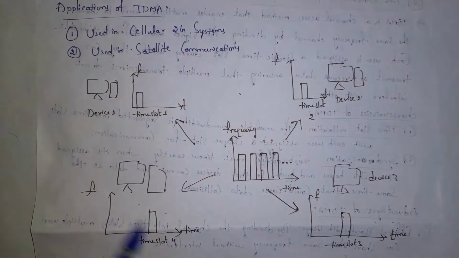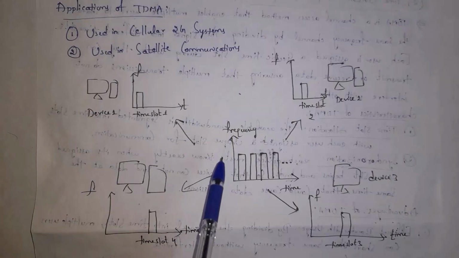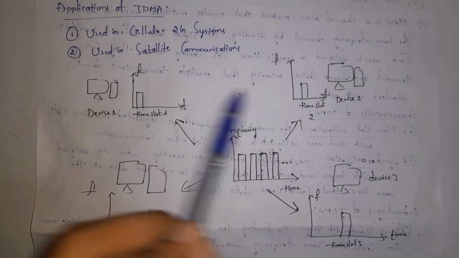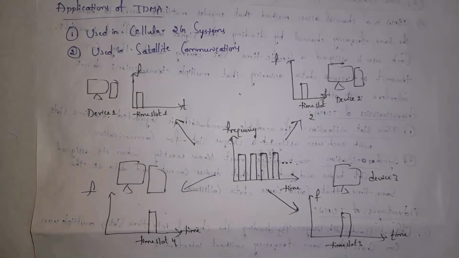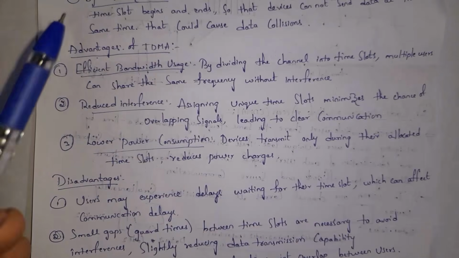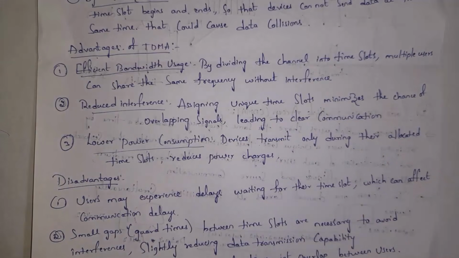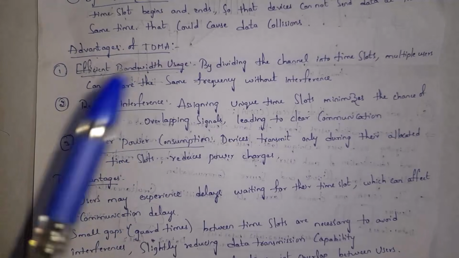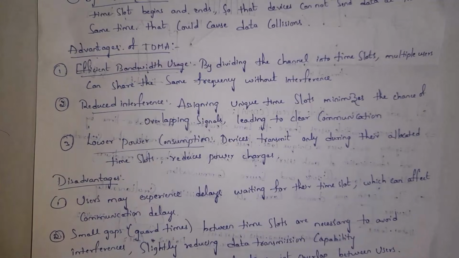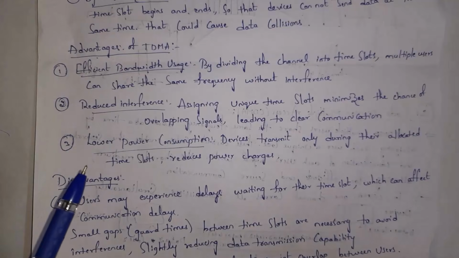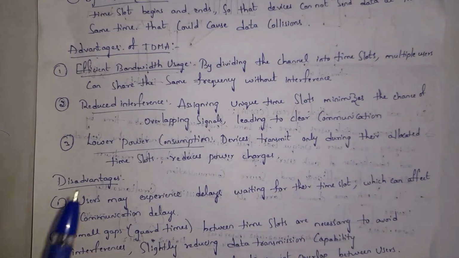This is the structure of TDMA. We will divide our entire frequency into time slots. So each user will get one time slot. In that particular time slot, the user can communicate. These are the advantages of TDMA. And the first one is efficient bandwidth usage. As each and every user will get one time slot, all users will use time slots without wasting. And also, multiple users can send data at different time slots without interference. As the channel is divided into time slots, there will not be any interference. As the device will use only a particular time period in order to send data, power charges will be low.